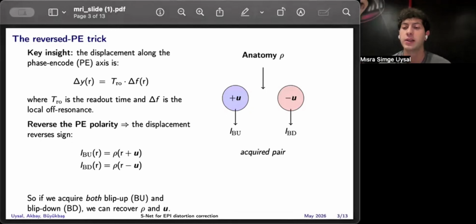So if we acquire the brain twice, once with blip-up polarity and once with blip-down, we get two images that show the same anatomy but with opposite distortions. The diagram shows the common anatomy P distorted by plus U to give the blip-up image and by minus U to give the blip-down image. The correction problem is then, given these two distorted images, estimate the displacement field U and recover the underlying anatomy. This is what TOPUP does and what SNet does. They just go about it very differently.